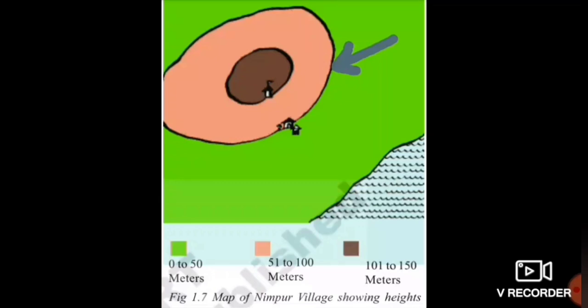Contour lines will be in irregular shape, depending upon the landform. These cannot cut each other. The distance between two contour lines will depend upon the land. If the slope of the land is gentle, then the contour lines will be quite far from each other.